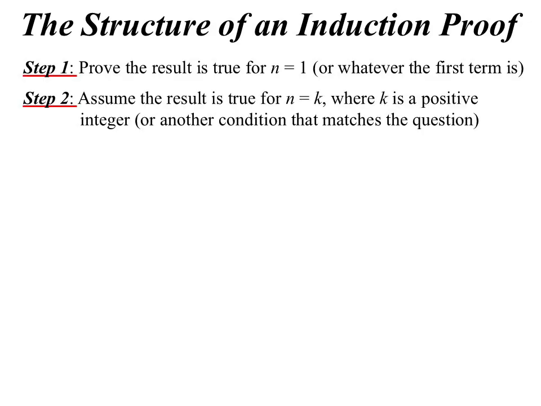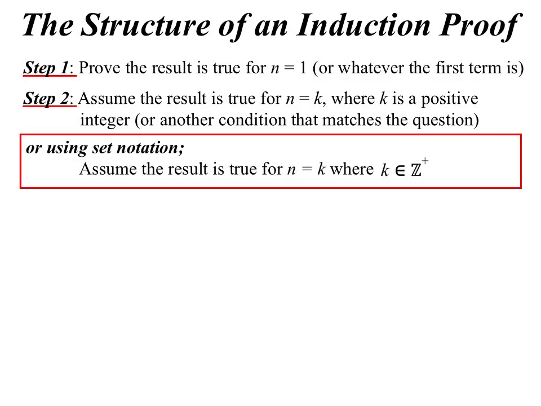Then we make our assumption. We're going to assume that the general case is true. Basically, it just matches whatever it is we're trying to prove. Now, just a bit of set notation. If you don't want to write where k is a positive integer, of course the shorthand way of writing that is where k is an element of the set of positive integers. So k is an element of z. I mean, it's a shorthand way of writing that. Then comes the proof. We're going to prove it's true for n equals k plus 1.